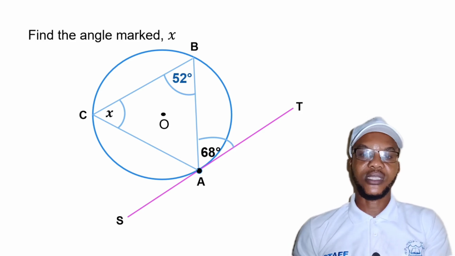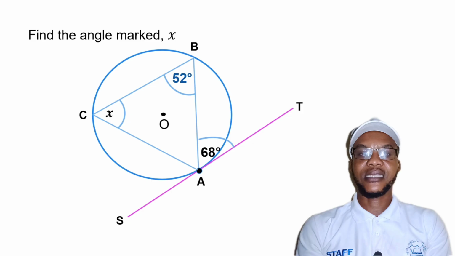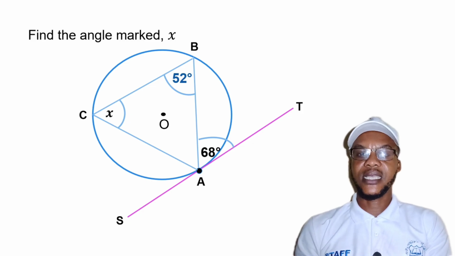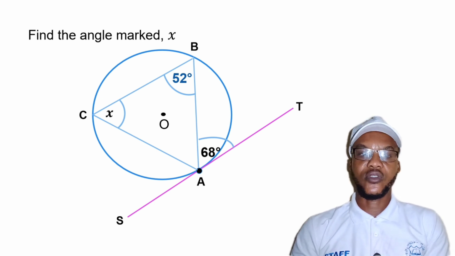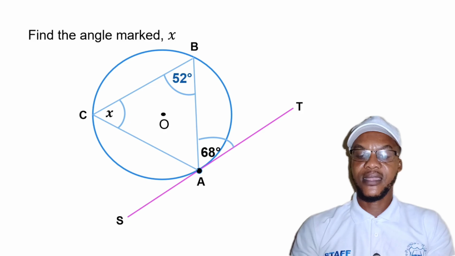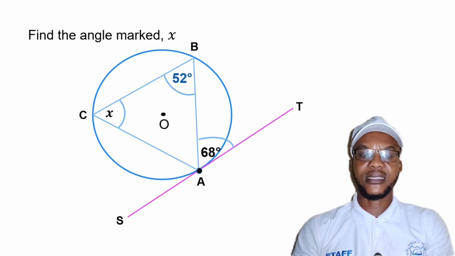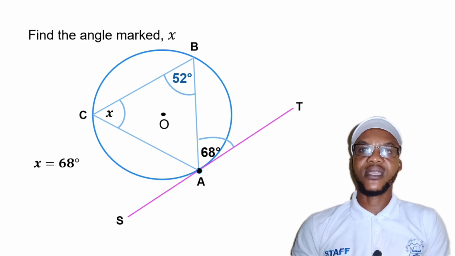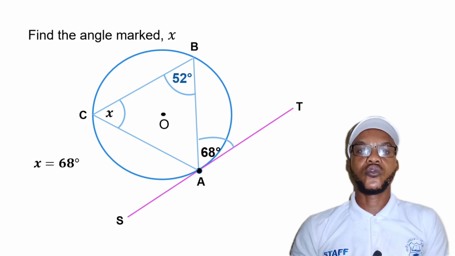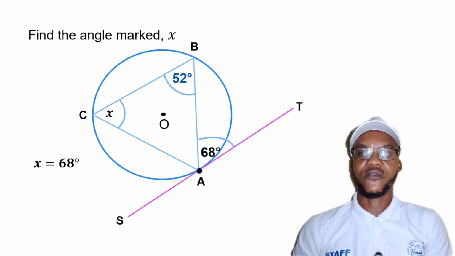So if you look at this question, since the x is directly opposite to 68 and those angles are alternate, and we have a chord there, ST, as the tangent, and we also have CA as the chord, then definitely we can conclude that our x is what? Also 68 degrees. Very, very simple. All right, if that's the case, then let's quickly go to our GeoGebra software.